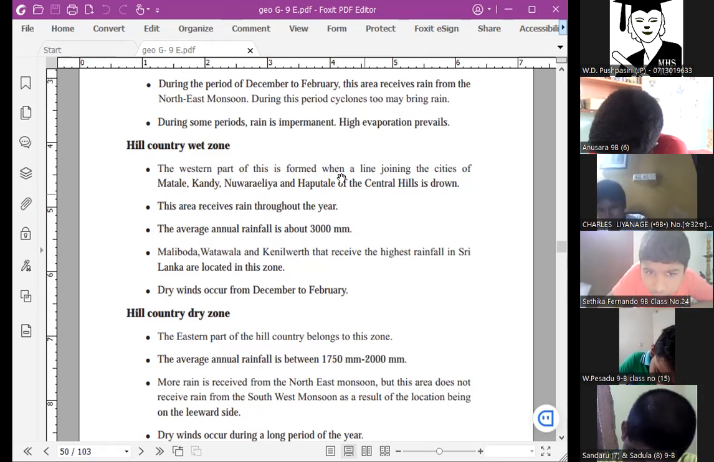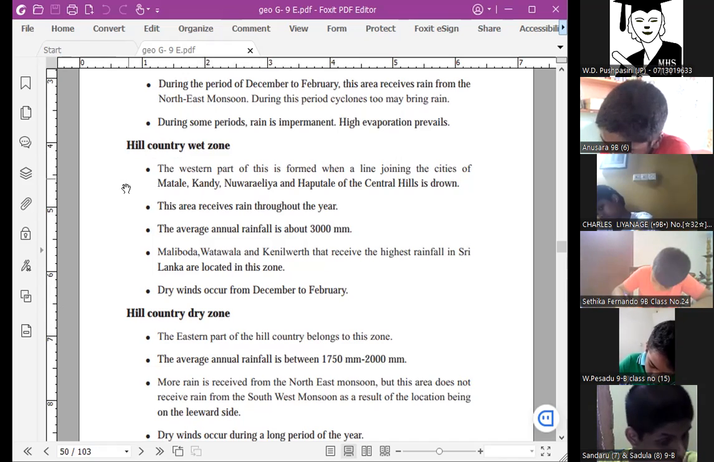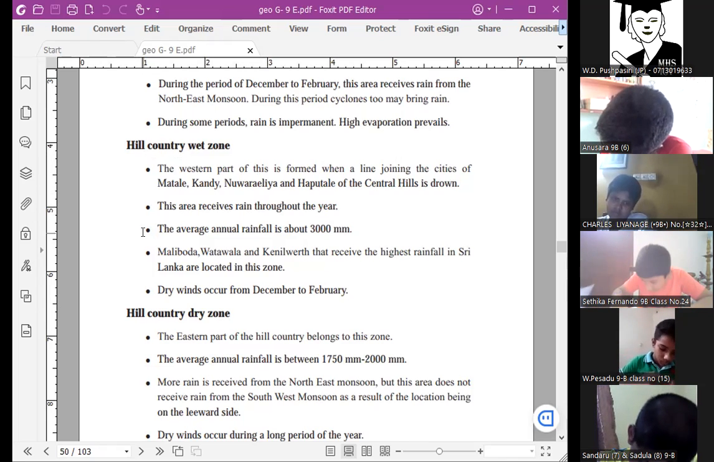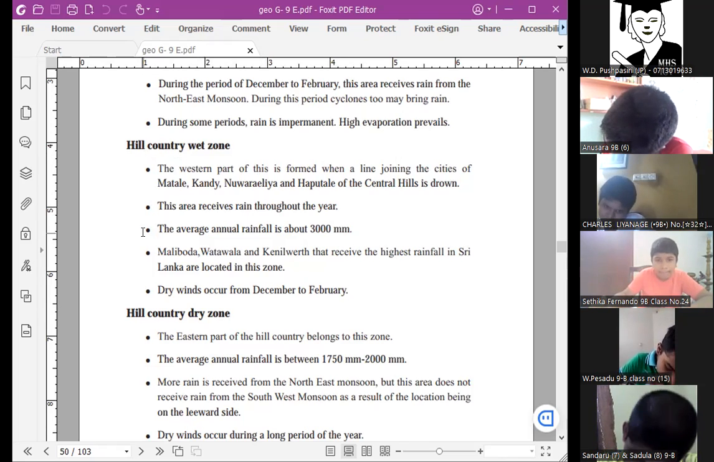Second point is rainfall throughout the year. Rainfall throughout the year. Throughout the year. Next point is 3000 millimeters above.